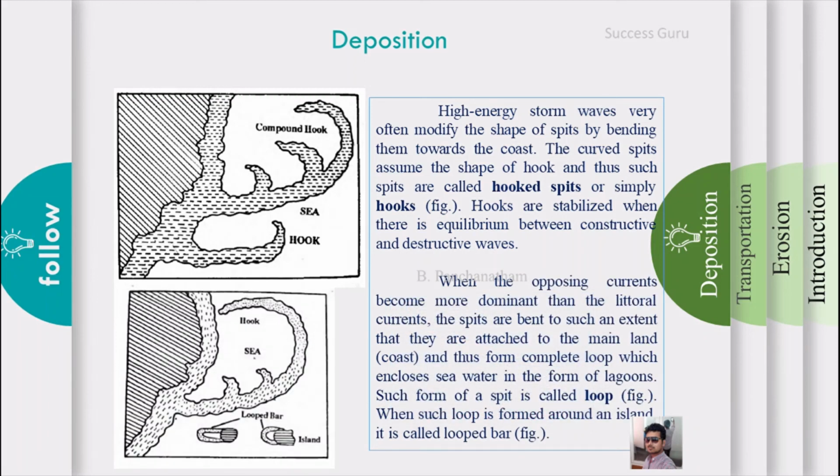When the opposing current becomes more dominant than the littoral current, the spits are bent to such an extent that they are attached to the mainland, that is the coast, and thus form a complete loop which encloses seawater in the form of a lagoon. Such a form of spit is called a loop. When such a loop is formed around an island, it is called a looped bar.